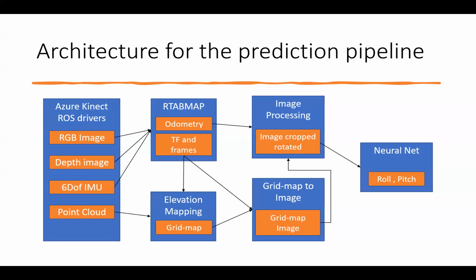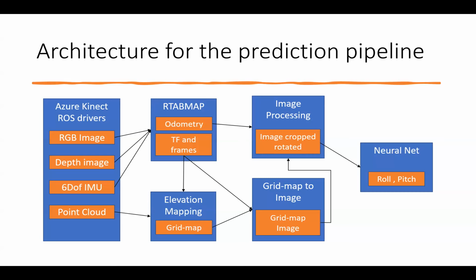The neural net which we are using is a convolutional neural net with 2 layers of convolution and max pooling, and after that 3 layers of dense network. And at the end, we are predicting the roll value and pitch value as separate outputs.